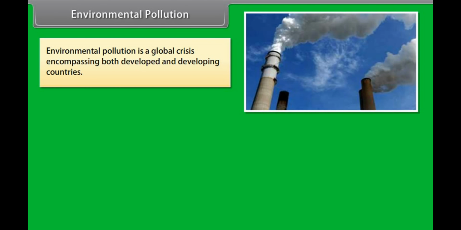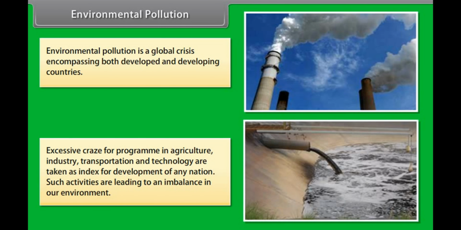Environmental pollution. Environmental pollution is a global crisis encompassing both developed and developing countries. Excessive craze for progress in agriculture, industry, transportation and technology are taken as index for development of any nation. Such activities are leading to an imbalance in our environment. Before proceeding, we must be aware of some basic terminologies.